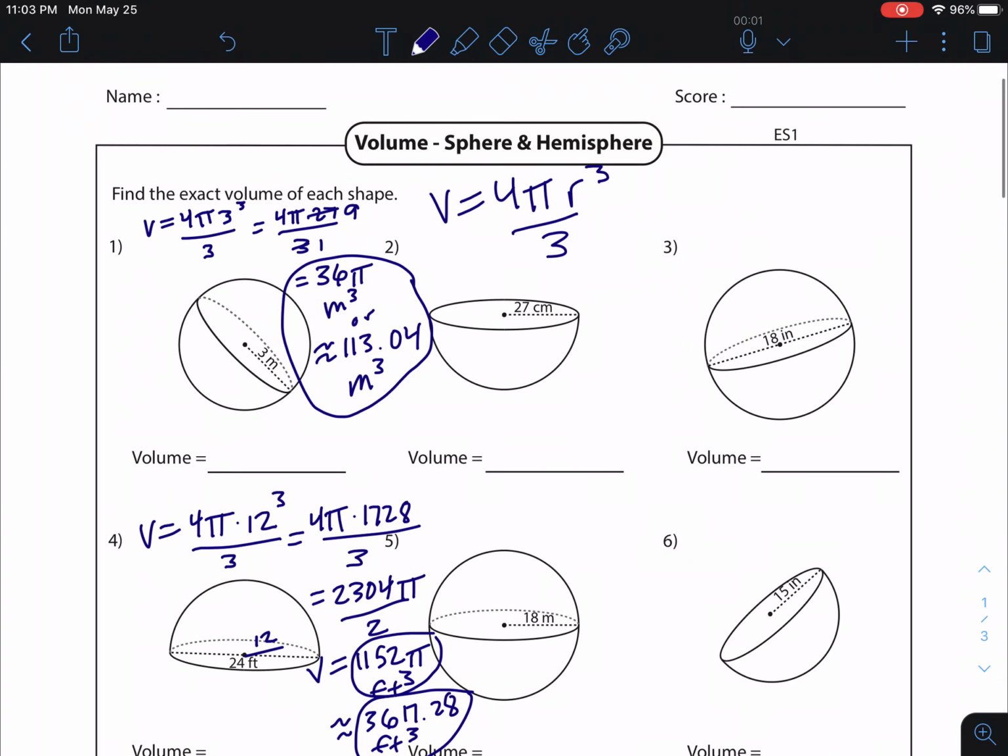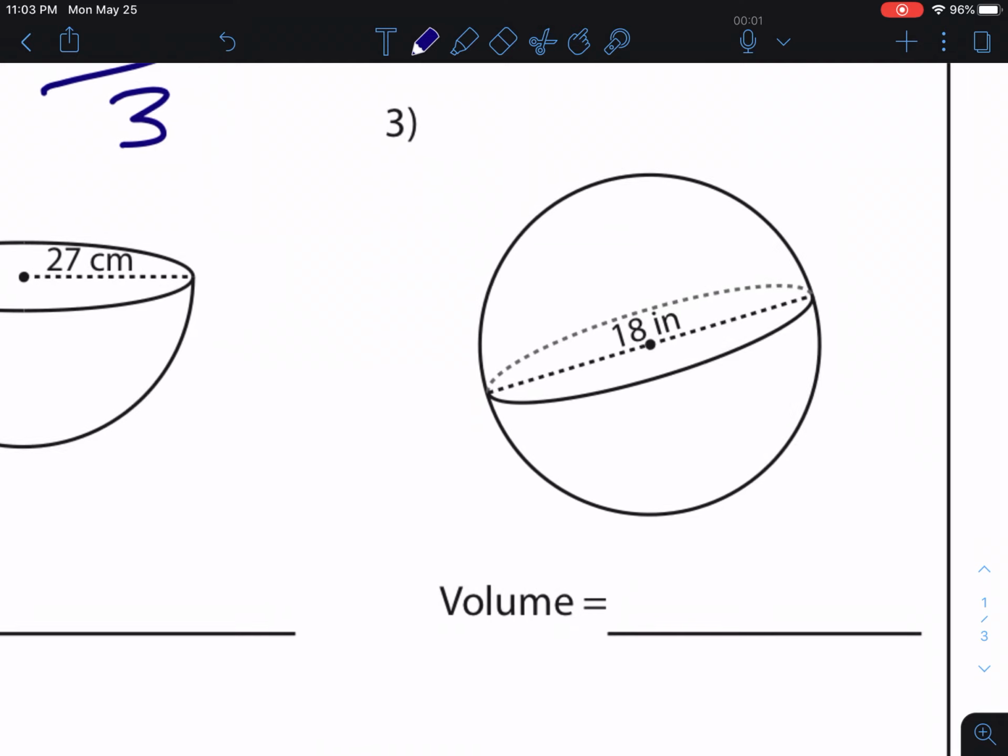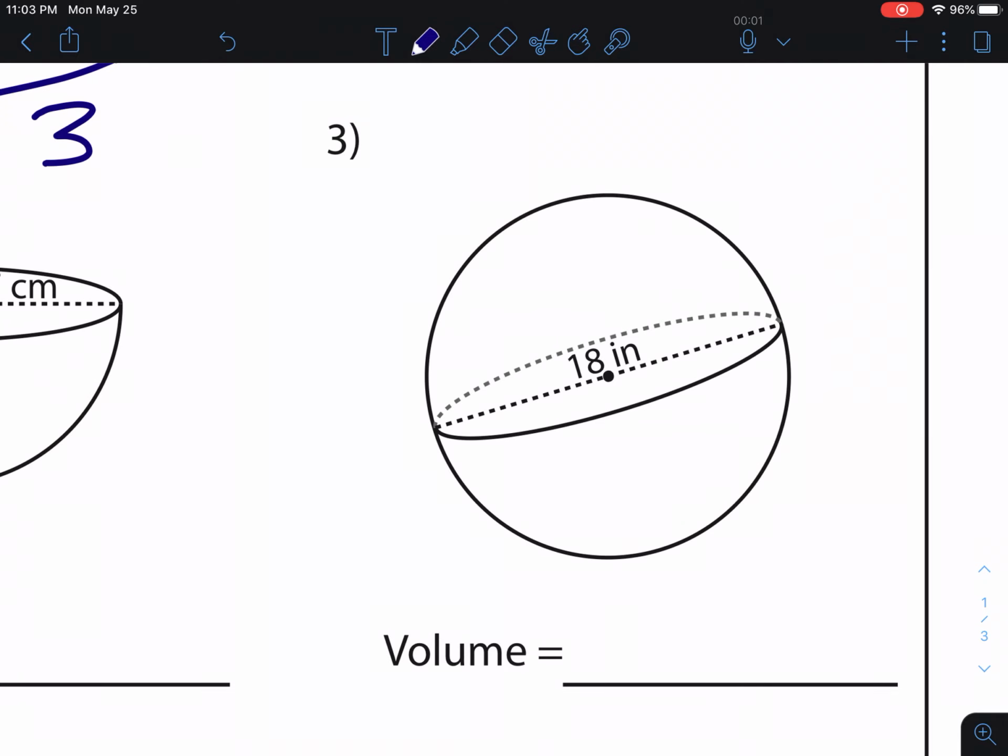I'm going to do the volume of a sphere when they give you a diameter instead of a radius. The only reason is I just want to remind you to be careful when you are doing these, that you check to see if you have a radius or a diameter.